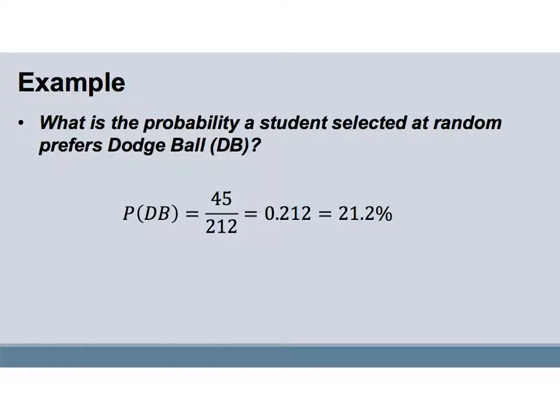So the first one, what is the probability a student selected at random prefers dodgeball? Well, if you look on your table and go down from dodgeball, there are 45 total kids who like dodgeball out of the 212 kids. So that was a straight probability. 45 over 212 is 0.212 or 21.2%.